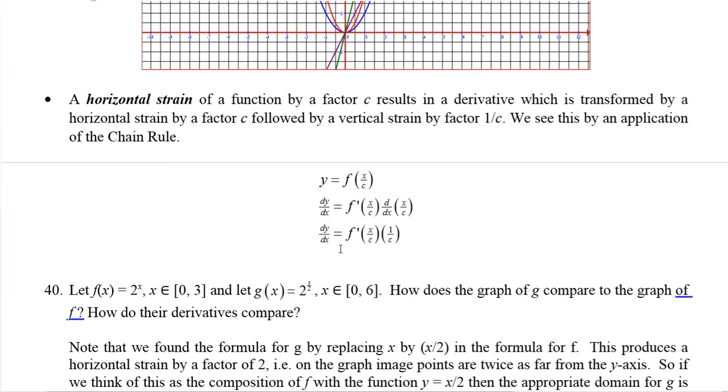So if you look at that, what we've done is we've taken the derivative, strained it by a horizontal strain by factor c, and then we've also strained it vertically by factor 1 over c. So let's say if c is bigger than 1, what we've done is we've expanded it horizontally and then compressed it vertically.